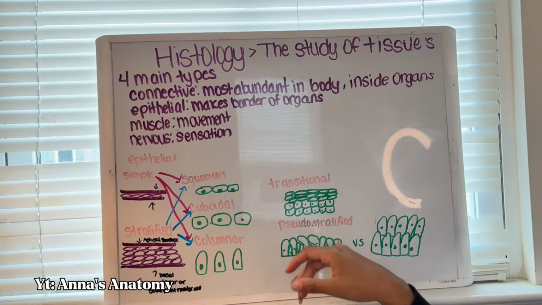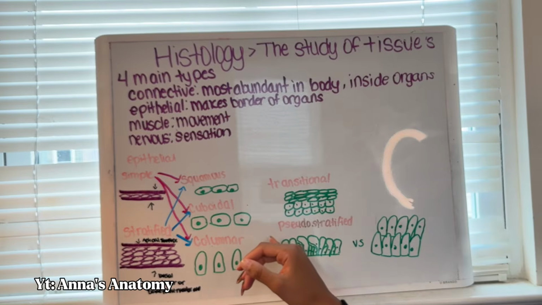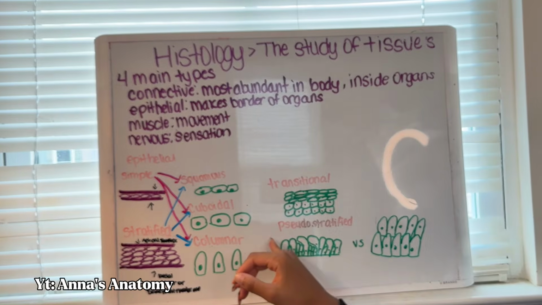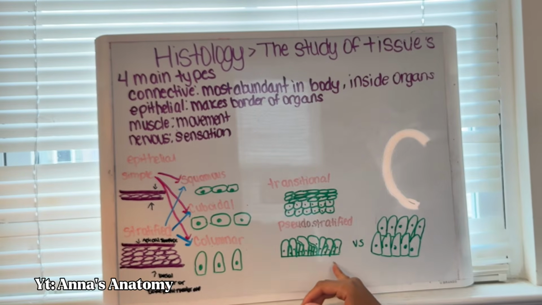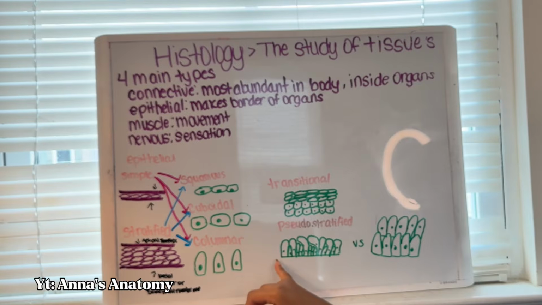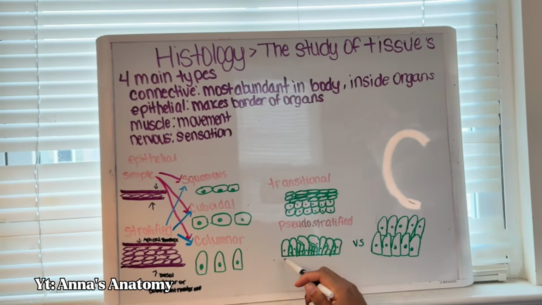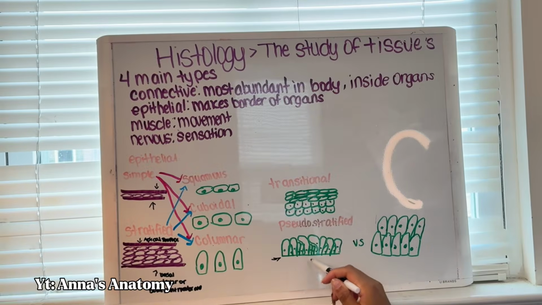Now we have pseudostratified cells. So we know what the word pseudo means. It means fake, it means false, and stratified means multiple layers. So this basically means fake layers. This means this cell is appearing as though it has multiple layers, but it only has one layer. And we know it only has one layer because all of these cells are equally attached to the basement membrane down. Every single cell is attached to the basement membrane. Okay, this is the basement membrane. Every cell is attached to it.